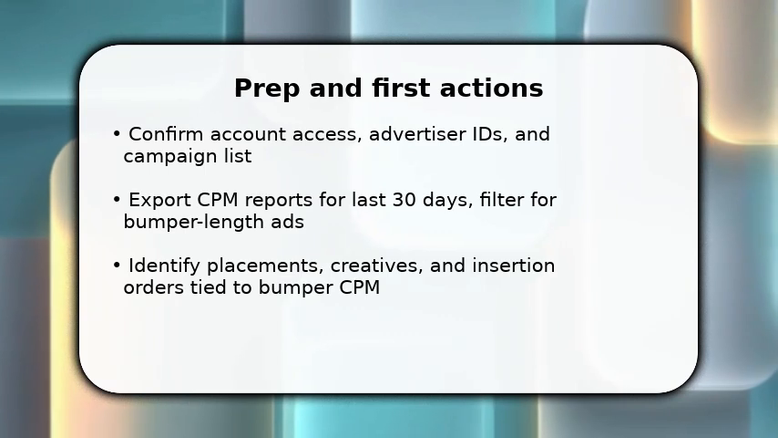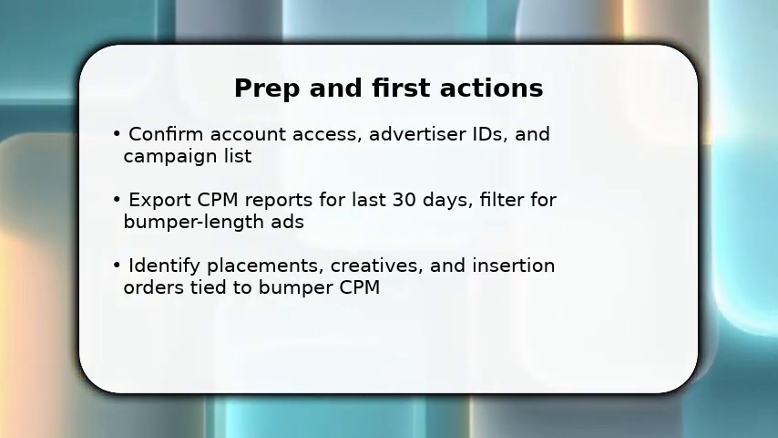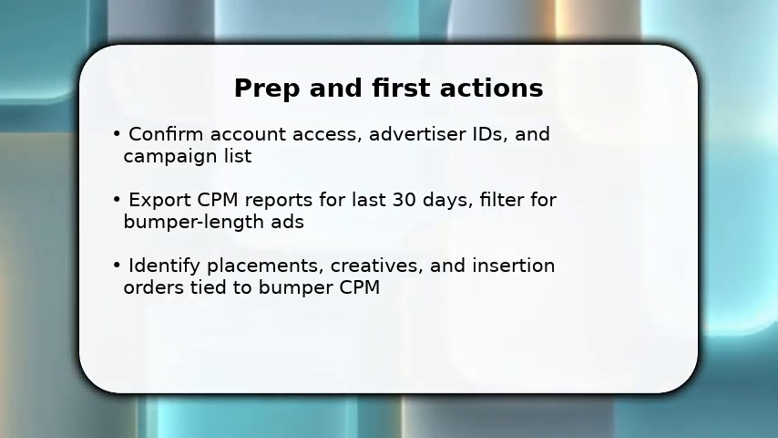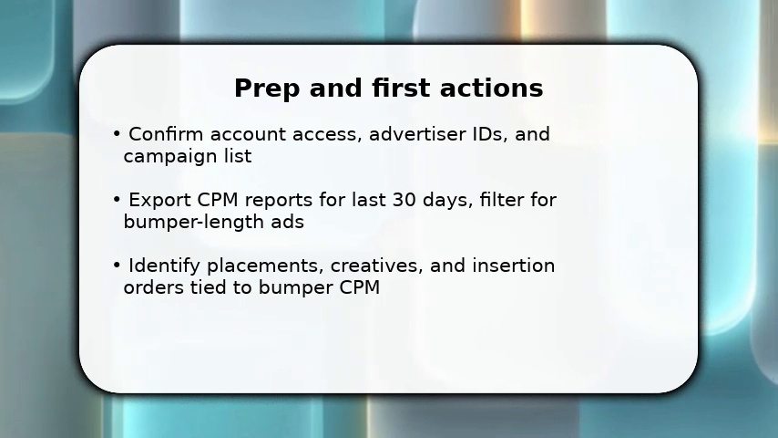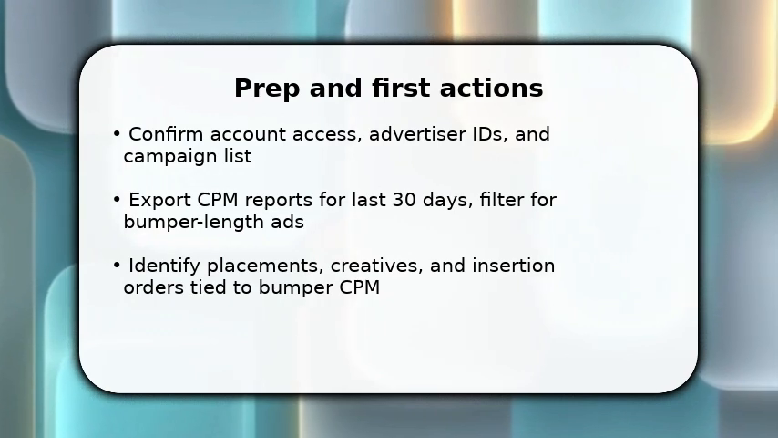You start by confirming you have advertiser access and the correct ID. Once done, export the last 30 days of CPM data so you can isolate short bumper ad entries. Next, filter that export for creative length or name tags that match bumper spots.